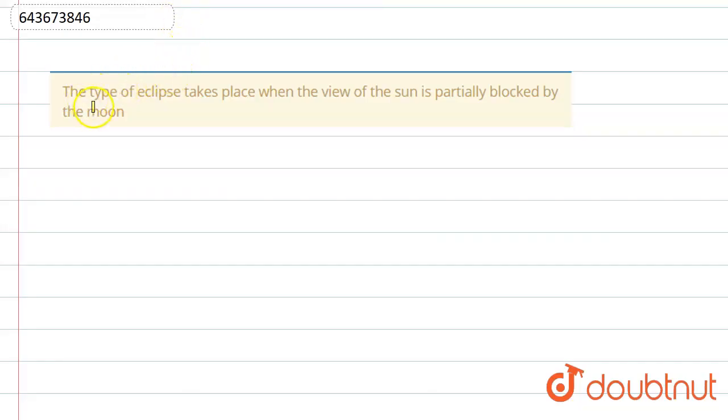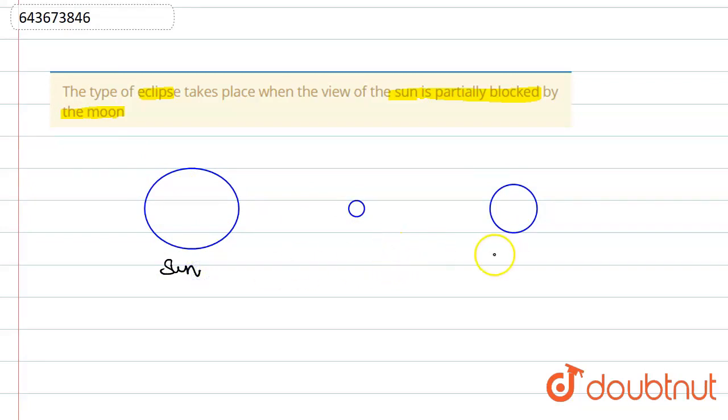Hello, everyone. So the question says the type of eclipse that takes place when the view of the sun is partially blocked by the moon. So moon is blocking the view of sun. That means the alignment is such that here it is sun, here it is earth, and the moon has come in between sun and earth. So this is sun, this is earth, and this is moon, and they are aligned like this, right?